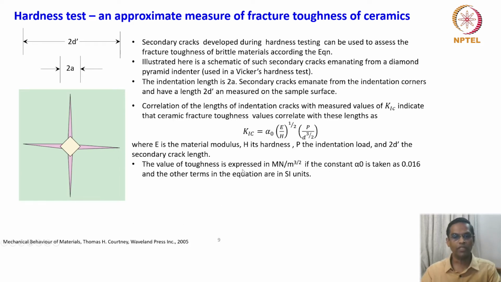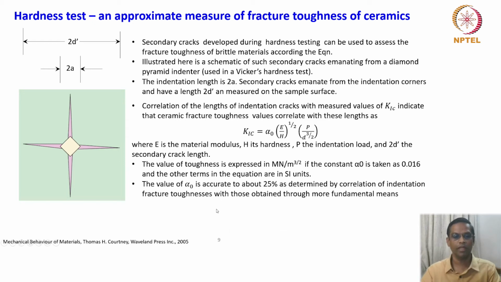The value of toughness is expressed in mega Newton per meter to the power 3 by 2 if the constant alpha naught is taken as 0.016, and the other terms in the equation are in SI units. The value of alpha naught is accurate to about 25% as determined by the correlation of indentation fracture toughnesses with those obtained through more fundamental means.